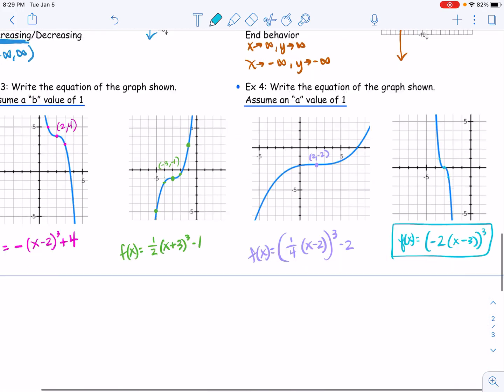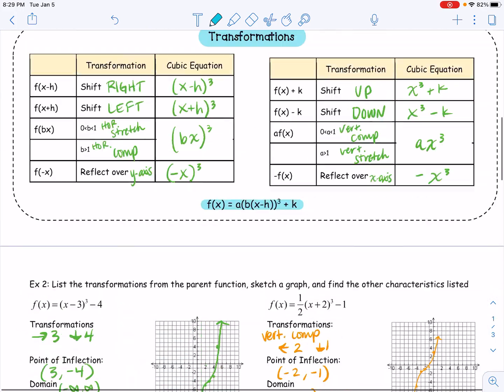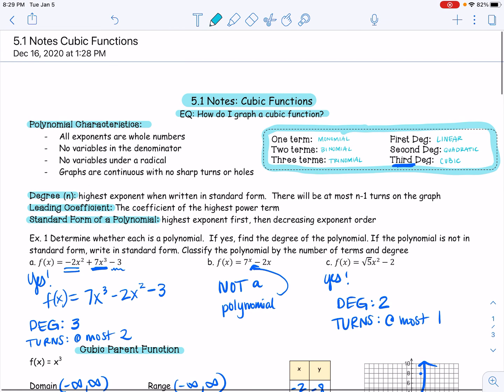All right, and that, my dear friends, is our cubic function and an introduction to polynomials, which we're going to get into more depth in 5.2. Adios.